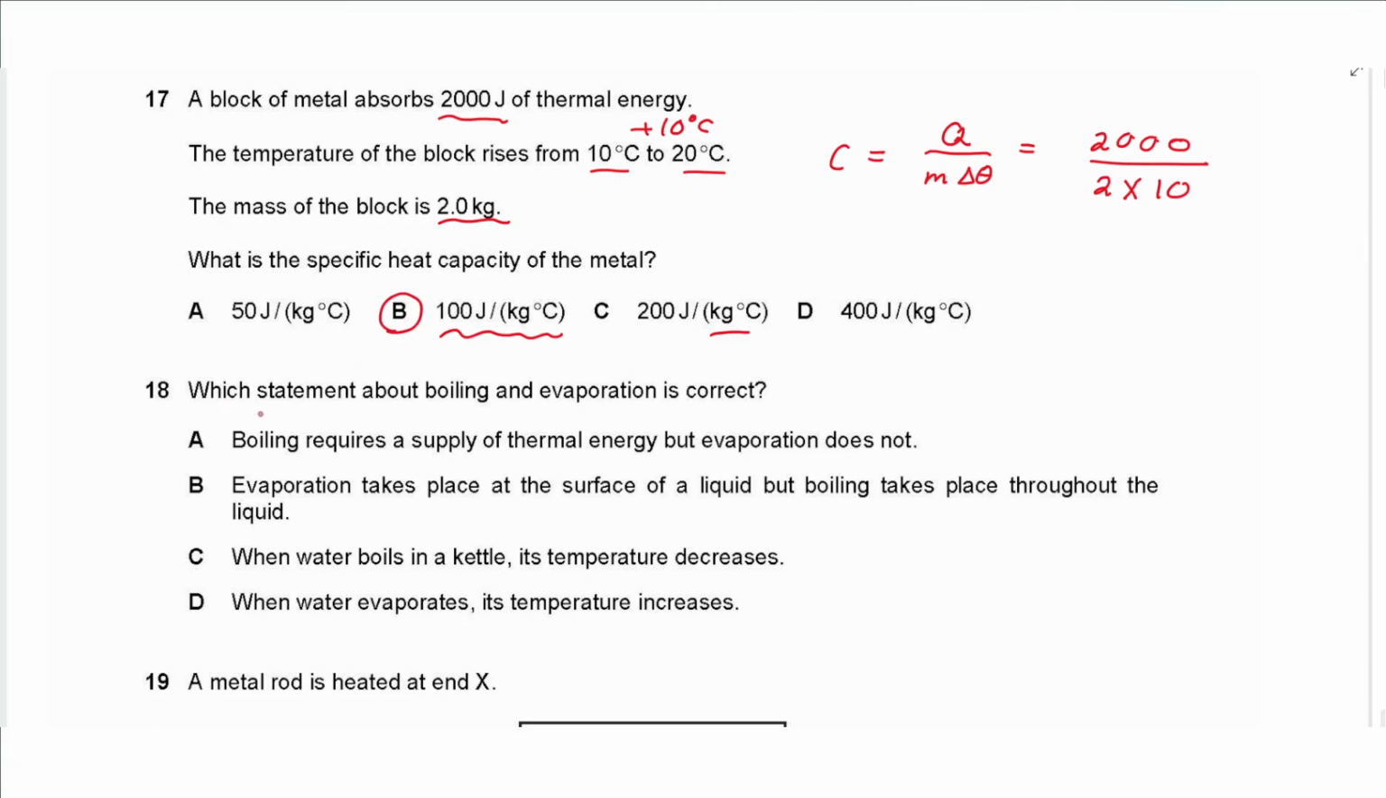Question 18 says which statement about boiling and evaporation is correct? Boiling requires a supply of thermal energy, but evaporation does not. This is kind of tricky because evaporation requires energy, but not from a power supply, from an external supply.